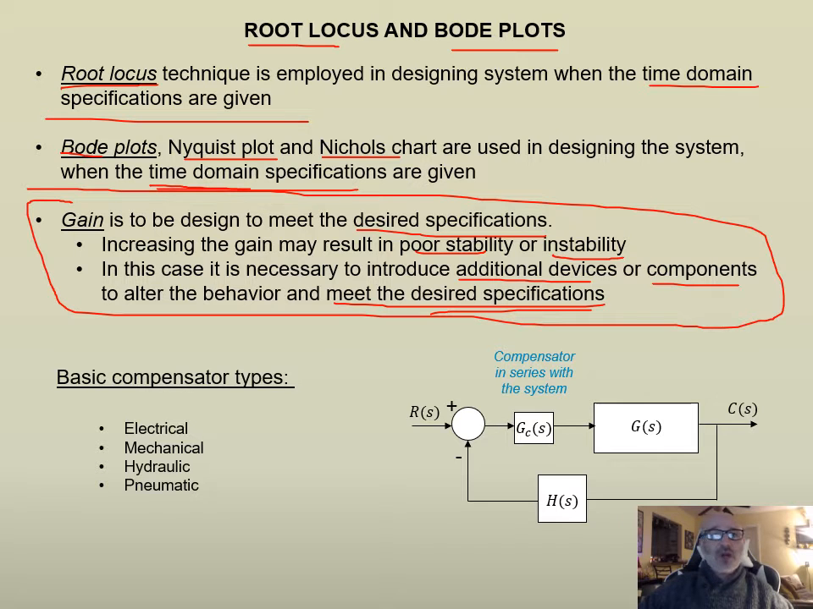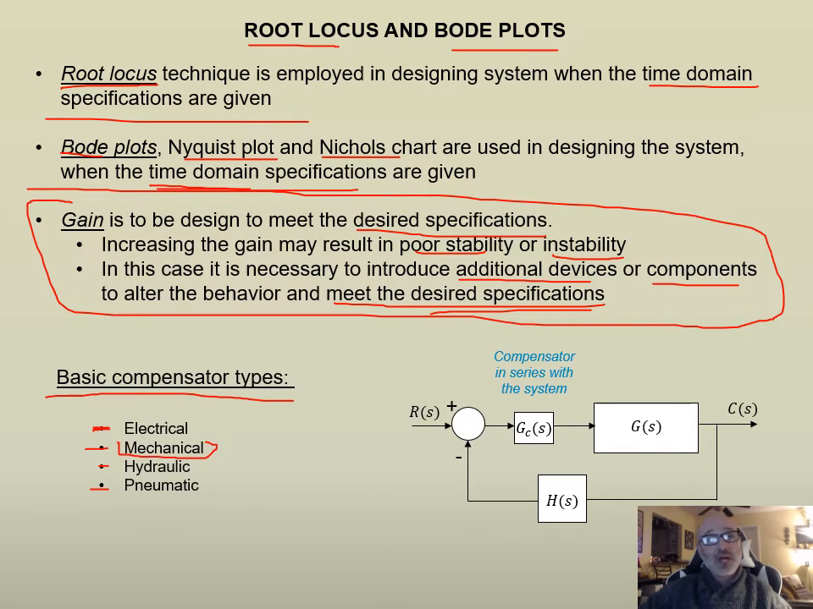So let's take a look at what some basic types of compensators are, things that we can put in line, these devices or additional components to add into the system. There are electrical, mechanical, hydraulic, and pneumatic compensators, and how you pick these is going to be based upon a couple of things. One, what type of system are you dealing with? Are you dealing with a purely electrical circuit board for something like motor control? Then maybe you want an electrical compensator. But if you're talking about speed control within a motor controller, maybe mechanical works.